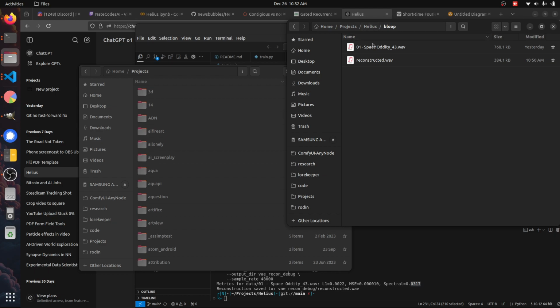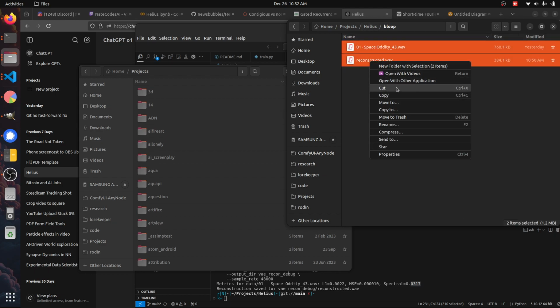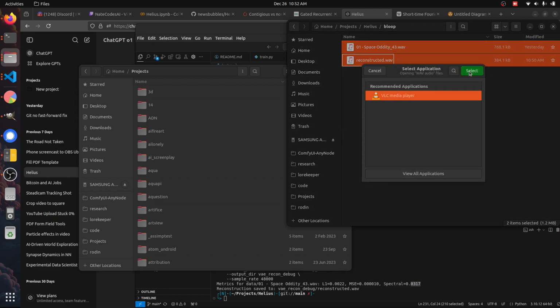All right. Alrighty. Let's put both of you in a little VLC, and let's see if we can hear the difference with our dull cow ears.